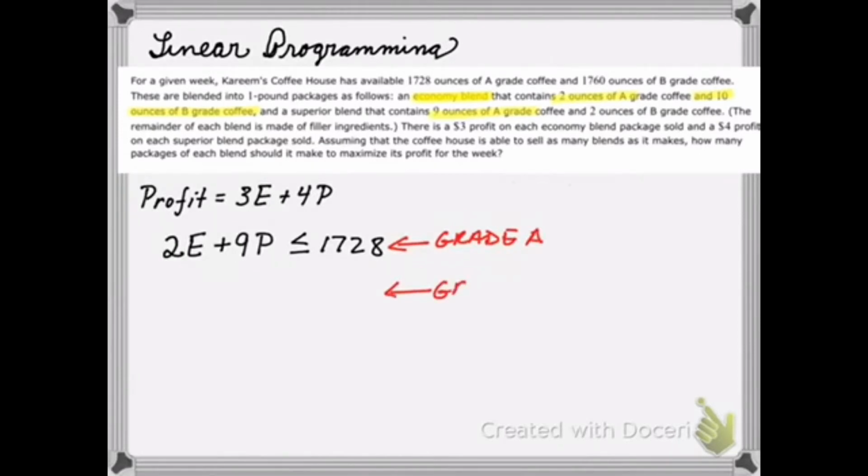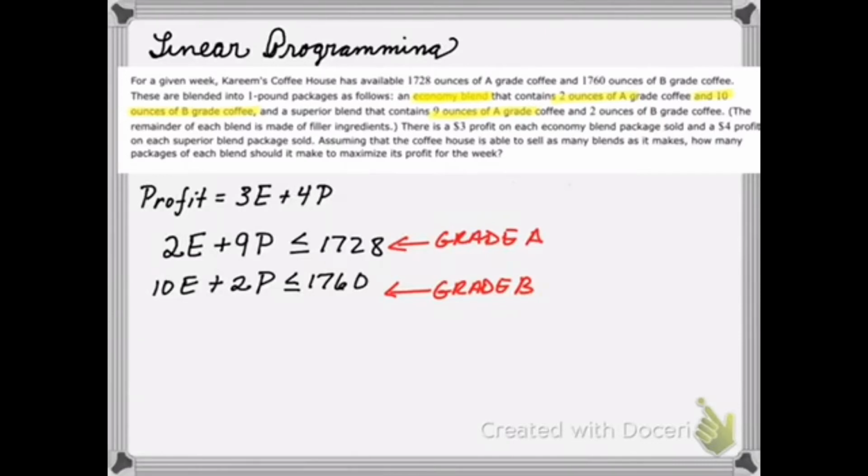And then I'm going to do an inequality for grade B, and you should be working on that in your mind already now that you understand how things are developing here. So in the next case, I've got the 10 ounces of grade B in the economy blend. So that's going to be 10 ounces for each bag of E. Plus in the premium blend, I'm doing 2 ounces for each bag of the premium blend, and I have a total of 1760 available. So that's got to be less than or equal to 1,760. And that's my grade B equation.